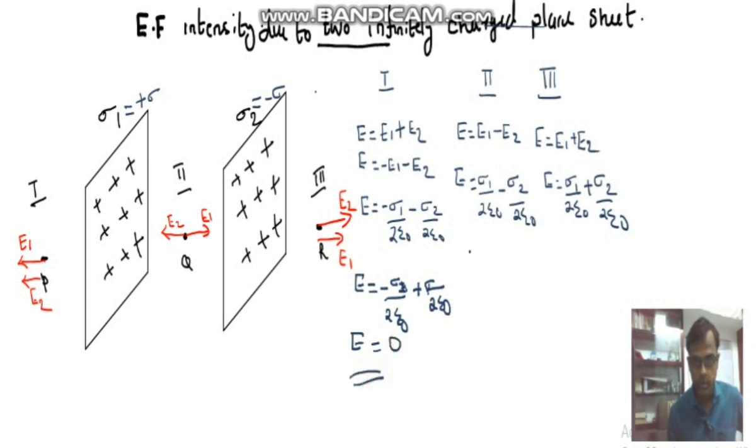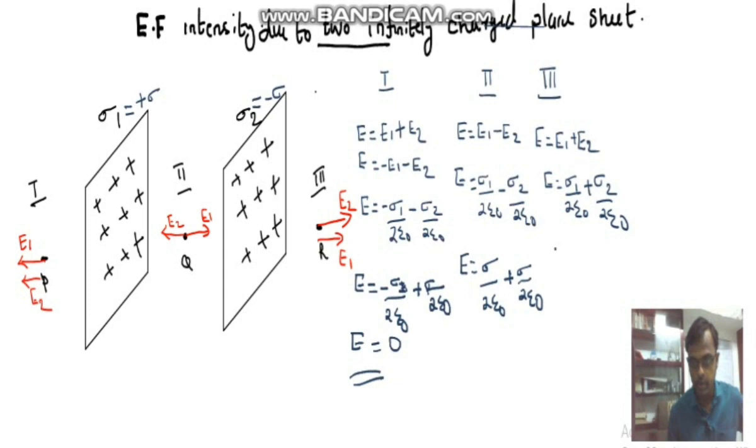In the second point, I can write here E is equal to sigma 1 is plus sigma, so sigma divided by 2 epsilon 0 minus sigma 2 is minus sigma, so it becomes plus sigma divided by 2 epsilon 0. So this is not equal to 0.